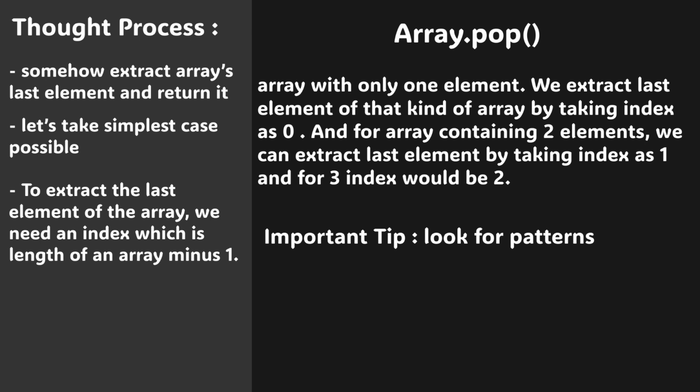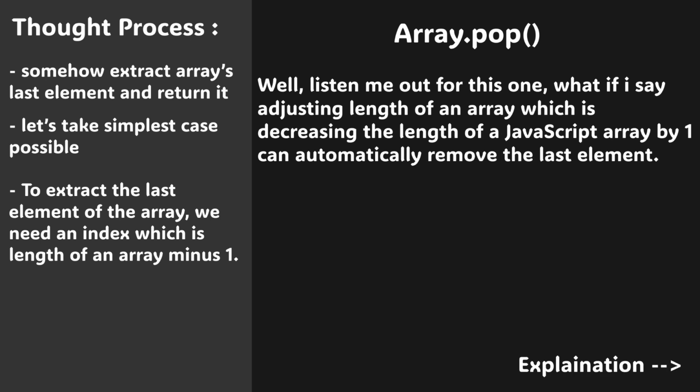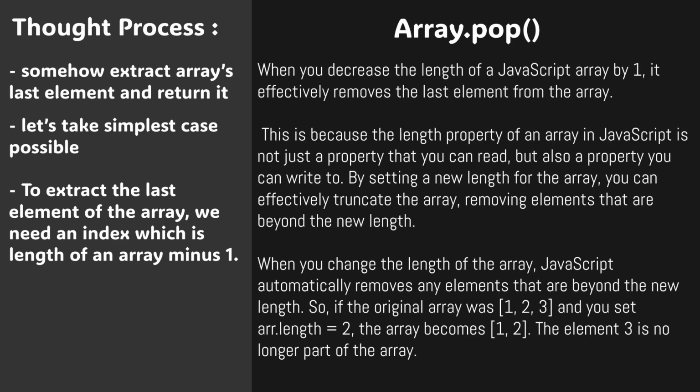Now the second constraint, which is to remove the last element of an array and adjust the length of the array. Well, listen to me out for this one. What if I say adjusting the length of an array, which is decreasing the length of a JavaScript array by 1, can automatically remove the last element? Let me explain. When you decrease the length of a JavaScript array by 1, it effectively removes the last element from the array. This is because the length property of an array in JavaScript is not just a property that you can read, but also a property you can write to.